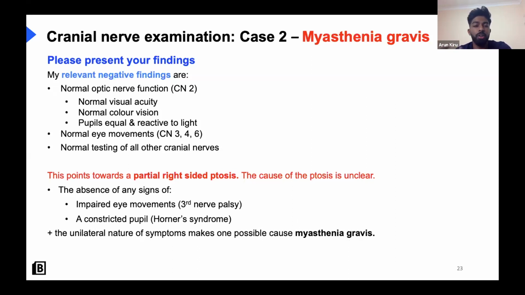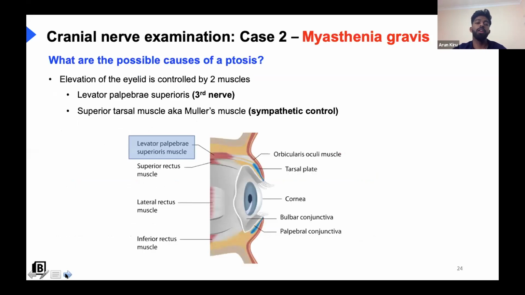There's blood tests involved, lots of things, but you're showing the examiner, I don't think it's a third nerve, I don't think it's Horner's, but I think with the age of the patient, with the gender, with the fact that it's unilateral, myasthenia could be an answer here. You might be wrong, but the examiner is no way going to think anything bad of you by you suggesting myasthenia as one possible cause. Well done. So now we go, what are the possible causes of ptosis?